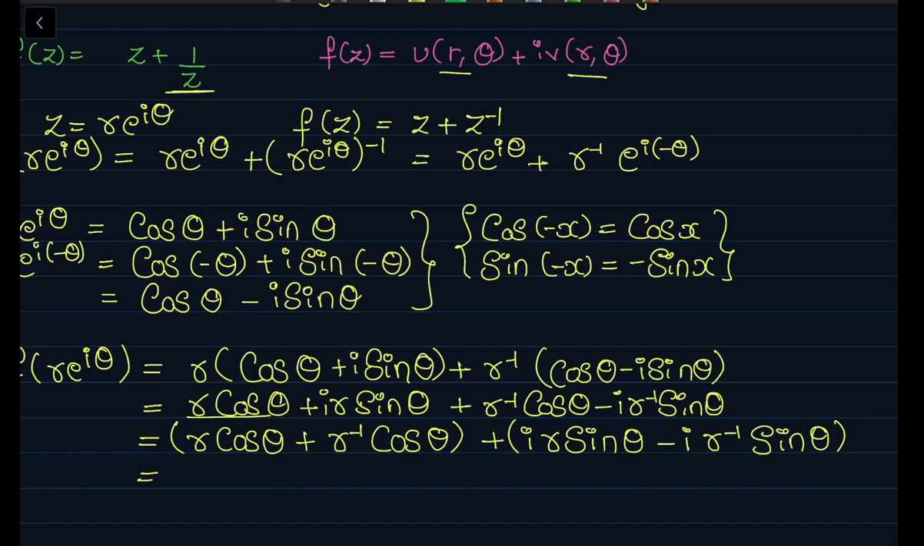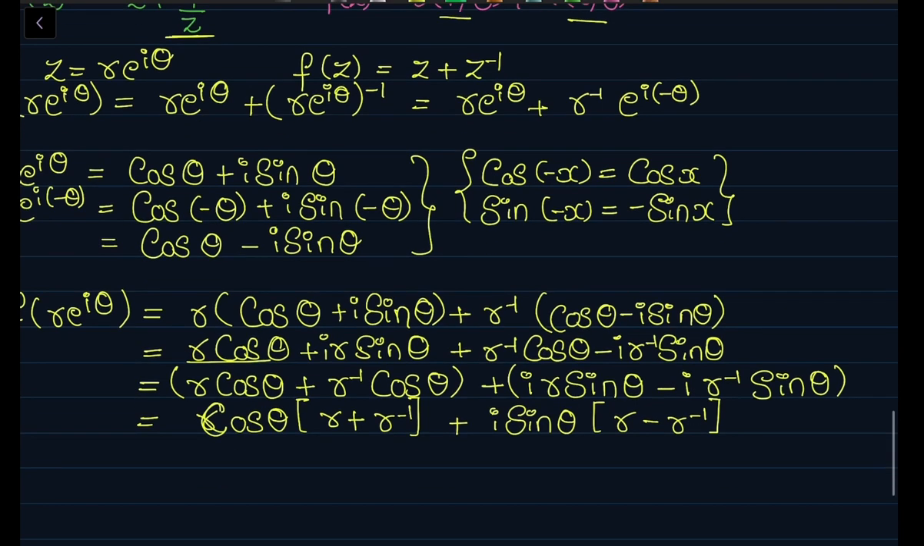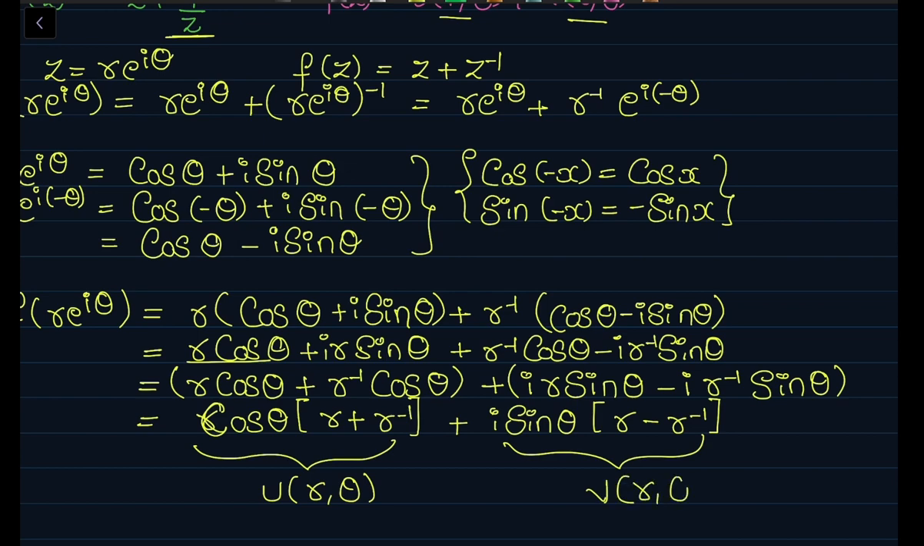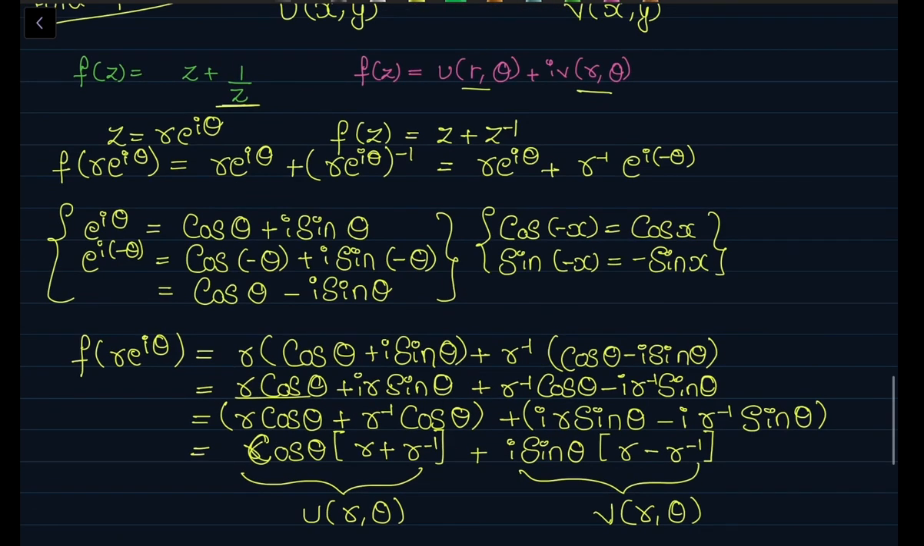Now take the common part. From the real part I can take cos theta common, so you will get r plus r inverse, and in the imaginary part you can take iota and sin theta common, then you will get r minus r inverse. When you compare it with the above given equation, this is your real part, that is u of r comma theta, and this is your imaginary part, that is v of r comma theta. So I hope the question is clear to you.